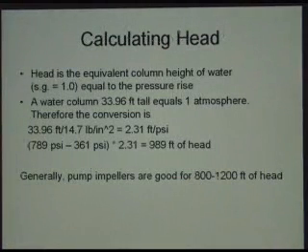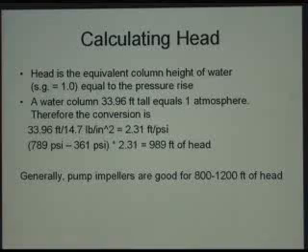Well, we talk about head a lot, so let's calculate the head of a pump. And the head of a pump is the equivalent column height of water at a specific gravity of 1.0, so that's fresh water. It's equal to the pressure rise across the pump. Now, a water column of 33.96 feet equals 1 atmosphere, so you have a conversion of 33.96 by 14.7, 2.31 foot of head for every PSI. That's a real important number for us.